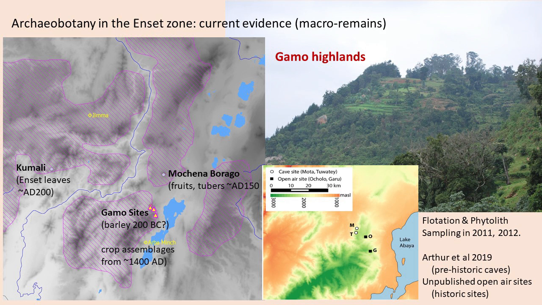There's barley possibly at 200 BC. It's a question mark because the AMS date failed on that. It was destroyed in pre-treatment, and most of the material is later than that. Other crop assemblages started about 600 years ago.